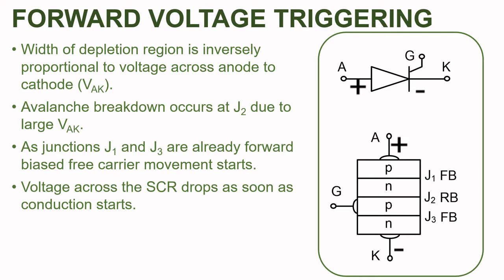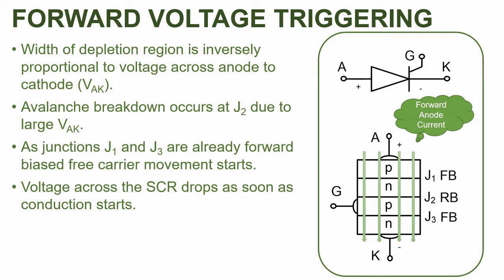Because of this free carrier movement, the voltage across the SCR keeps on dropping. The current set up from anode to cathode is termed as forward anode current. When the SCR turns on, or starts conducting the forward anode current, voltage across the SCR drops to the tune of 1 to 1.5 volts.